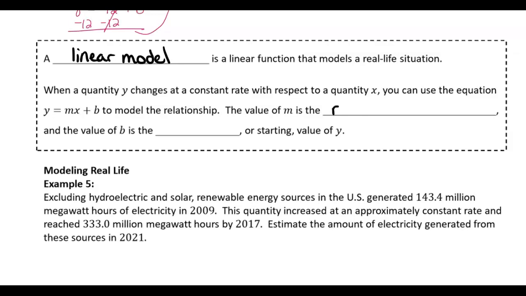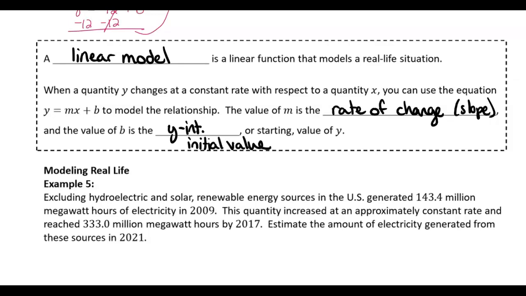So the value of m is the rate of change, which means slope. And then b is the y-intercept. Also sometimes the initial value or starting value of y. So like where the story problem begins. For example, if you're talking about population and it started with 50 mice, then we'd start with 50 and then we find out how much they grow per year.